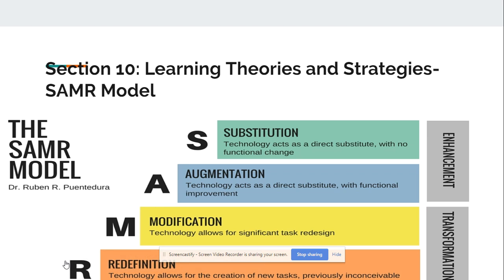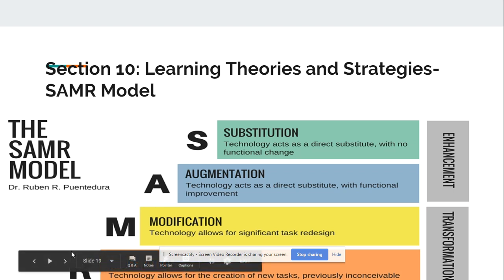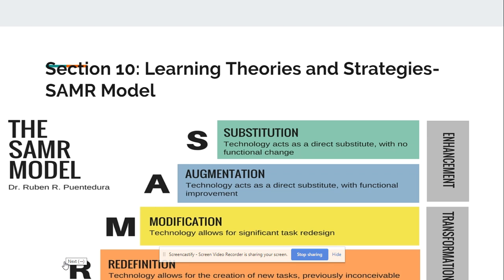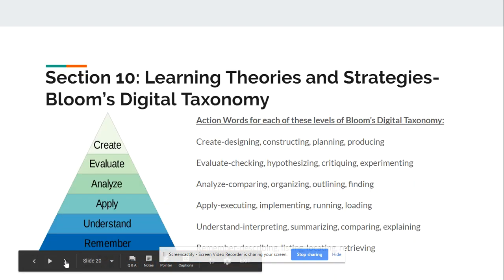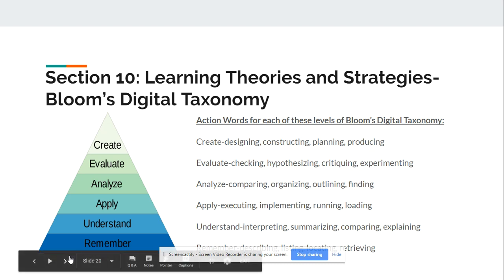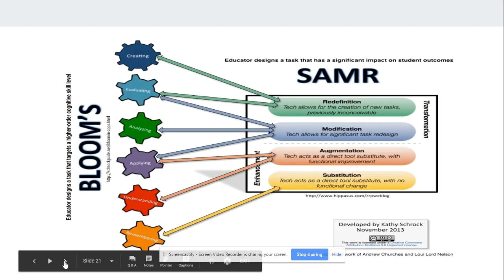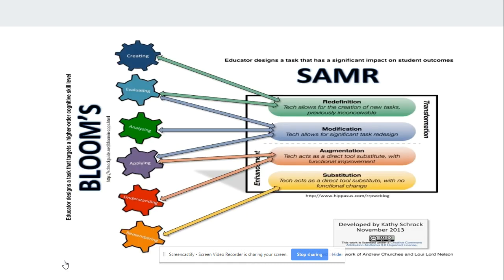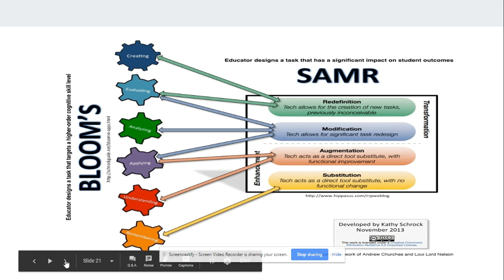Section 10 deals with the SAMR model, and this also helps to meet the needs of individual learners. You can do some more research on your own, but this is the diagram. And then also Bloom's digital taxonomy. There is a Bloom's taxonomy, and they've adapted it for digital taxonomy. And then this is Bloom's, how it fits into the SAMR model. And you can access that on the internet, at any link.